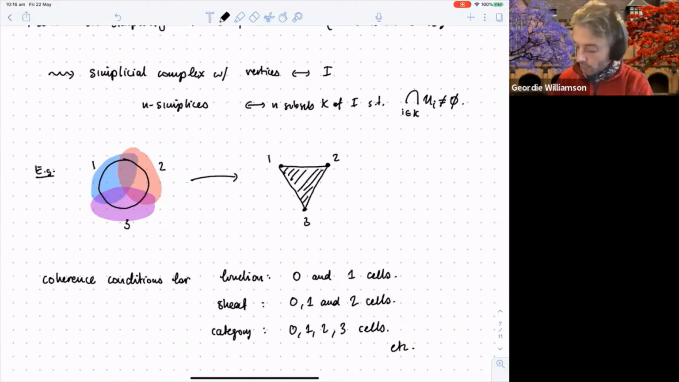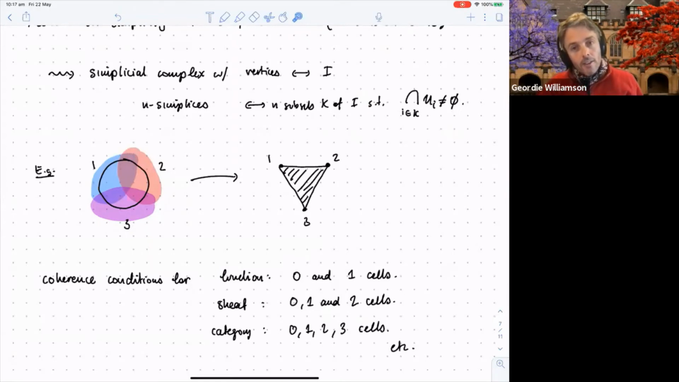So if I want to give a function on this space, it's enough to give a function here, here, and here, such that the pairwise intersections overlap. So that says that I should have a function here, a function here, a function here, and the only conditions come from 1-cells. So I can ignore this 2-cell. If I was giving a sheaf, I would need to give a sheaf here, a sheaf here, a sheaf here, an isomorphism here and here and here, and it should satisfy a condition here. And so the 0, 1, and 2-cells play a role. And in a category, the 0, 1, 2, and 3-cells play a role.